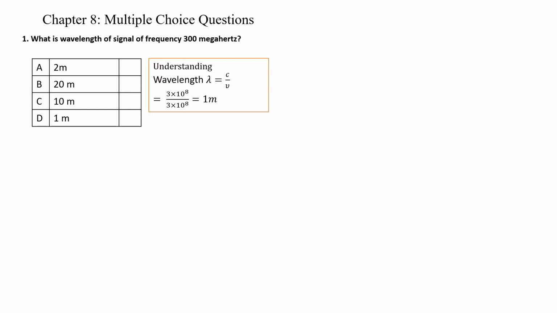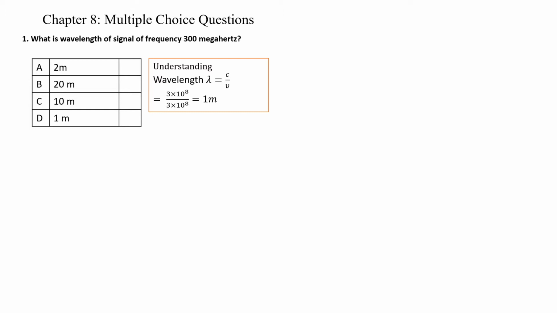Question number 1. What is the wavelength of a signal of frequency 300 megahertz? Your options are 2 meters, 20 meters, 10 meters and 1 meter. Amongst the 4 options given in the question paper, you have to identify the correct answer and mark it in a circle using a black or blue ballpoint pen, which is permitted in the examination.